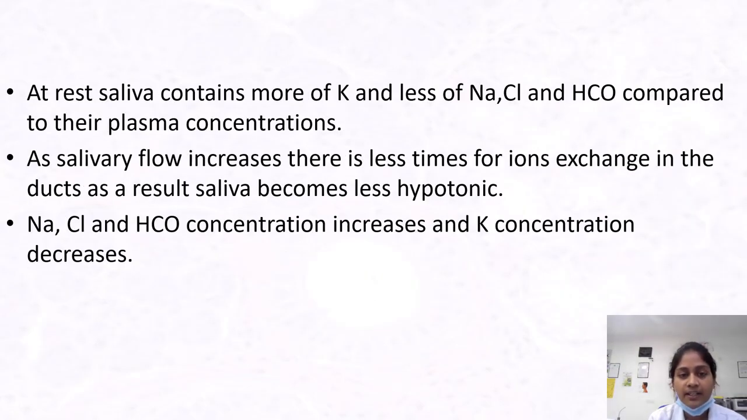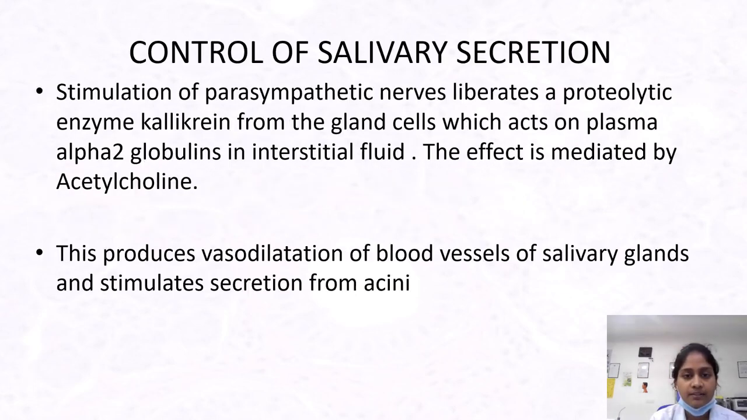At rest, saliva contains more potassium and less sodium, chloride, and bicarbonate compared to the plasma concentrations. As salivary flow increases, there is less time for ion exchange in the ducts, as a result of which saliva becomes less hypotonic. Sodium, chloride, and bicarbonate concentrations increase, and potassium concentration decreases.